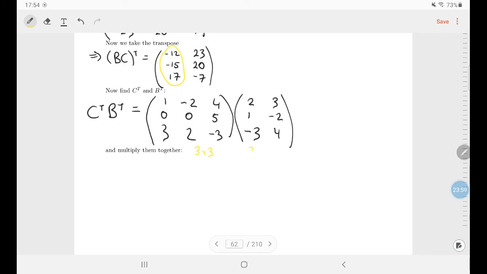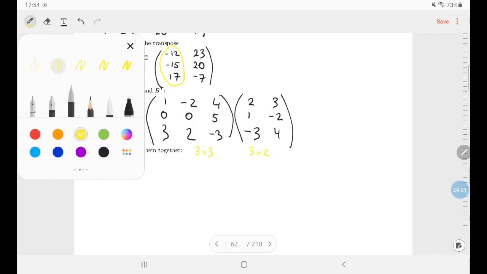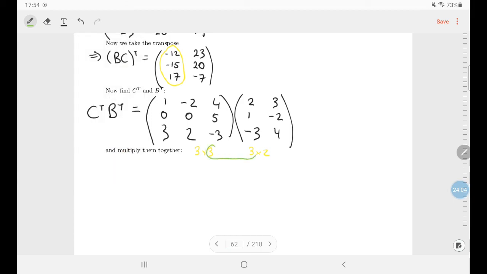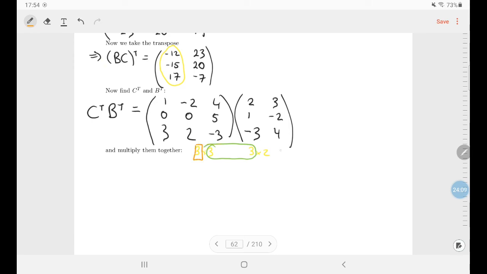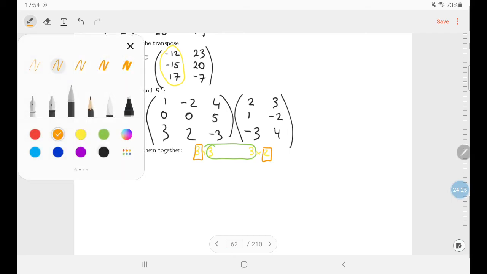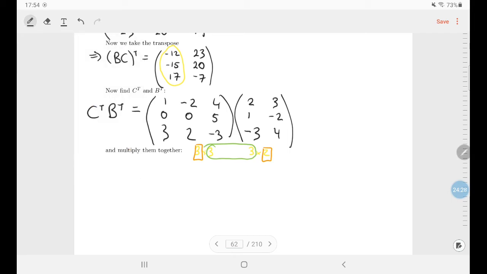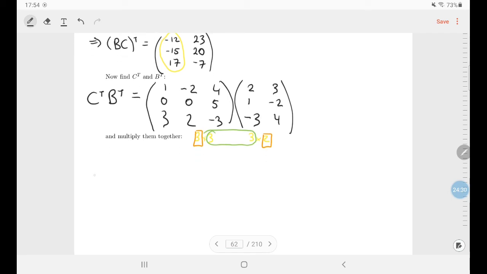3 by 3, 3 by 2. We can multiply these together, because these numbers match. The thing about the order changing from BC all transpose to C transpose B transpose: otherwise you wouldn't be able to multiply. You wouldn't even be able to multiply B transpose by C transpose. So that certainly couldn't be it. So you get this weird changing of order. Okay, so we get a 3 by 2. So let's set this up. 3 rows, 1, 2, and the bottom is 3, and 2 columns.